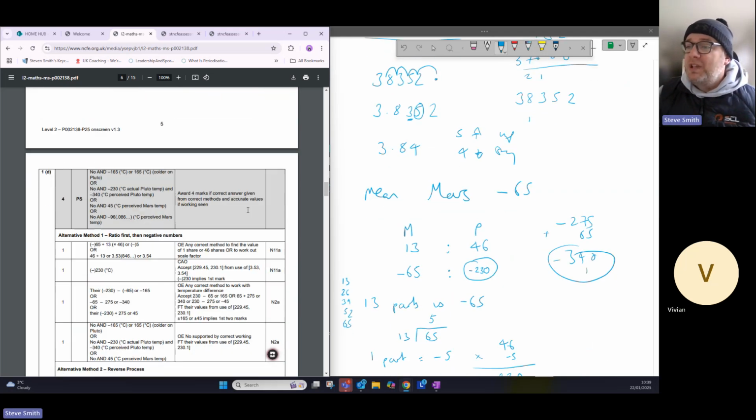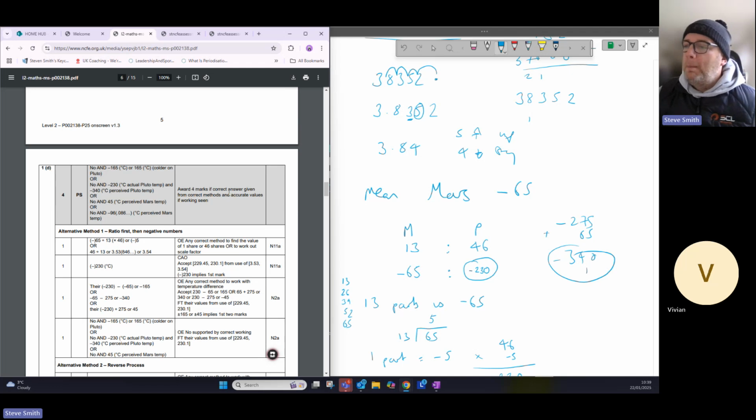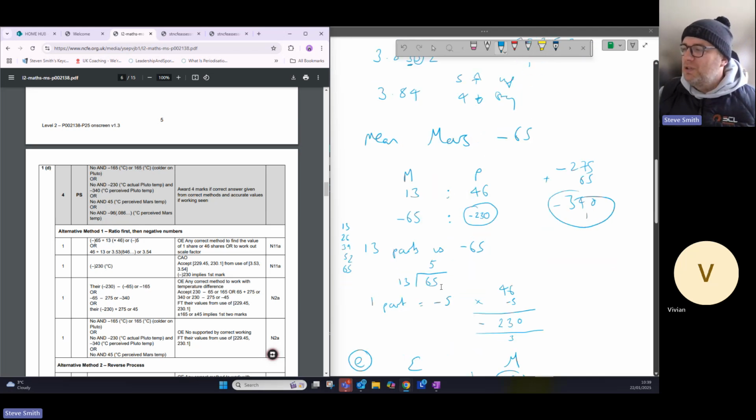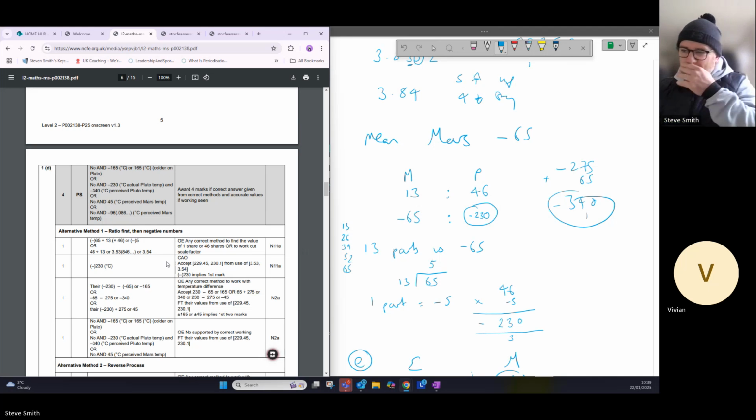And then the most difficult question on the paper was the ratio one. It's difficult because again we're dealing with minuses a lot. I don't particularly like the question, but if you look at this one here, we've done 65, kept as a minus in brackets, divided by 13, which we said was 5. Then they've times it by 46. So yes, they've got minus 230.